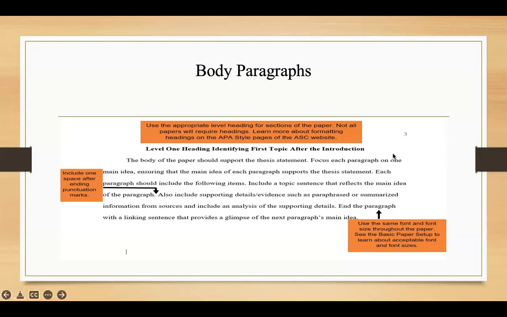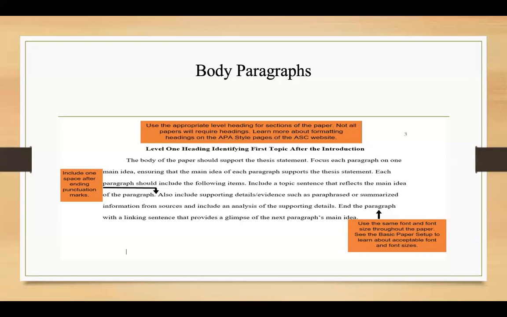That's why we are saying here, each paragraph should only focus on one main idea, ensuring the main idea of each paragraph supports the thesis statement. Why? Because those 4 different coping strategies support the idea. The idea here is stress coping strategies amongst undergraduate students. Each paragraph should include the following items.